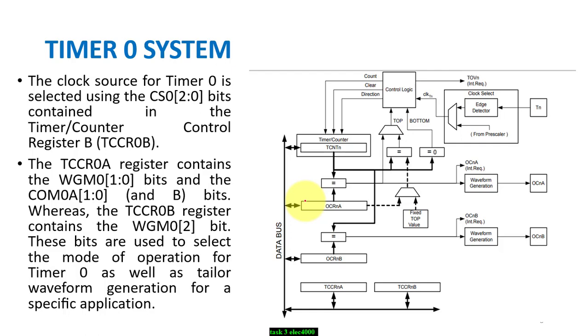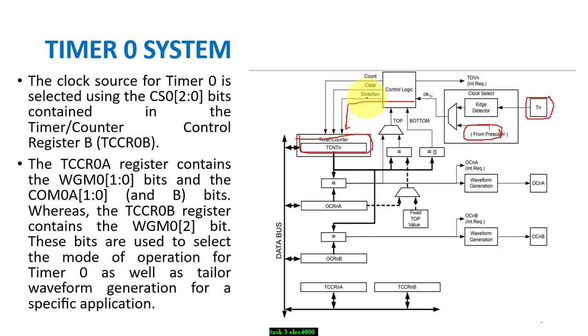This is the basic block diagram of a timer counter. Let's go on explaining. This is basically the timer counter. It takes its clock either from an external source, if we want to run it from an external source, or from the clock generator with a prescaler, and then we start the counting from here.